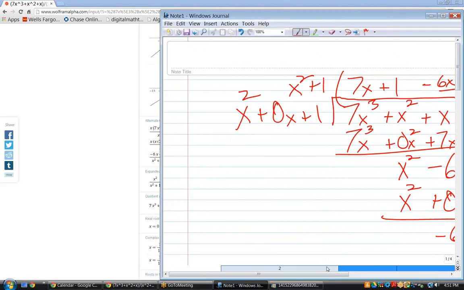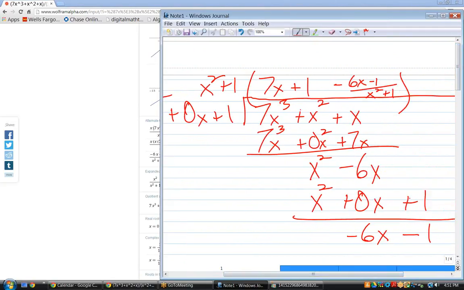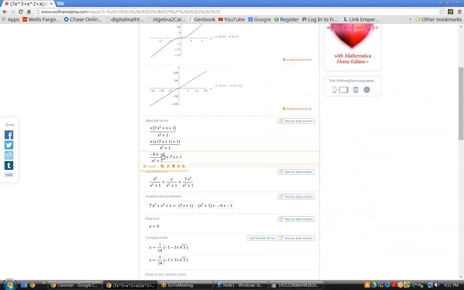Okay, here's what we came up with: 7x plus 1 minus 6x minus 1 all over x squared plus 1. Well, there's the minus 6x minus 1 all over x squared plus 1 plus the 7x plus 1. So that's the right answer we did. So we did it right. They do also give you a couple of alternative forms.